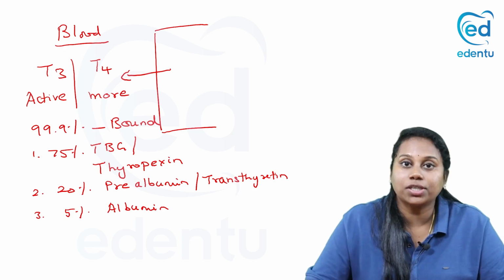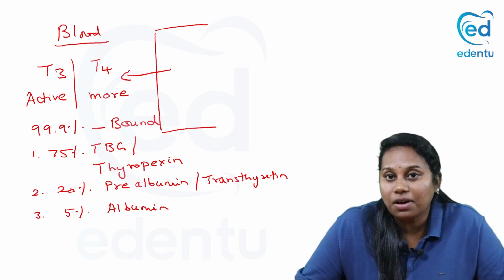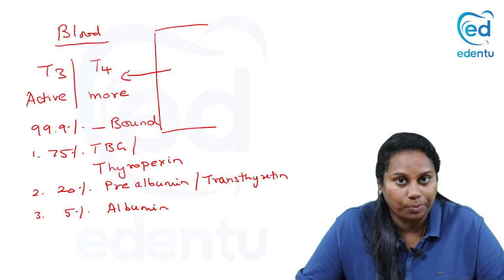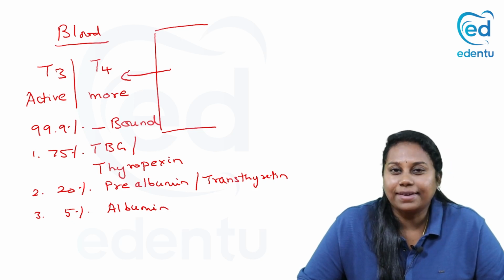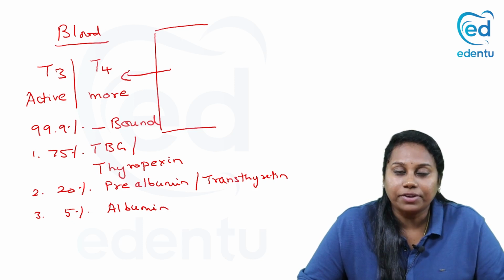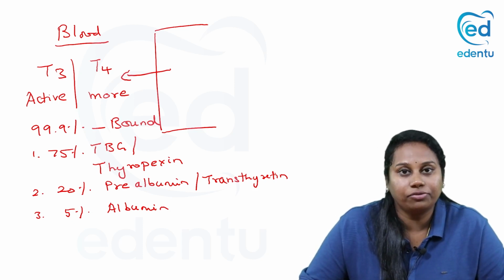This is a repeat question. Which of the proteins has maximum affinity to thyroid hormones, thyroid binding globulin? So this bound form cannot exert its actions. Only the free form is physiologically active. So eventually, whenever needed, it will be released from the bound form into the free form.